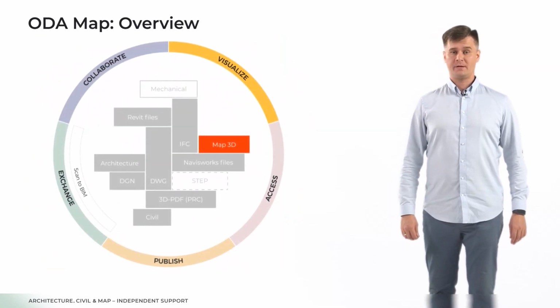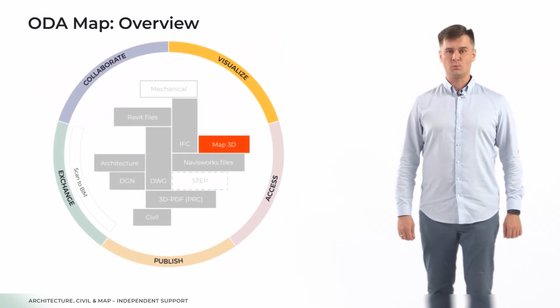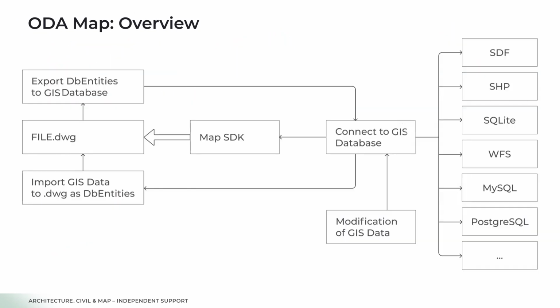Our Map project allows CAD and GIS data to work together in one application. ODA Map SDK connects to a GIS database, SDF, SHP, etc., and imports GIS data into a DWG file in a DWG representation as DB entities. Similarly, DWG data can be converted and appended to a GIS database.